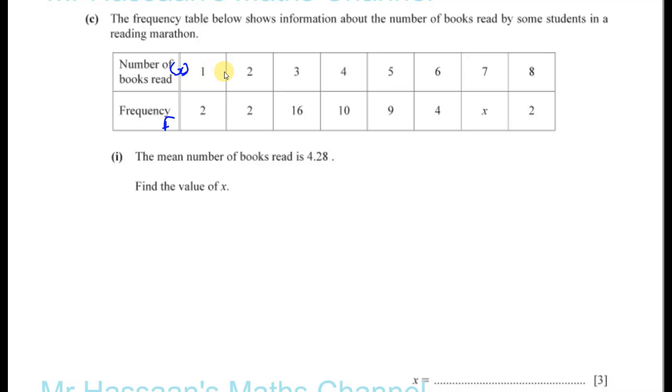So what we've got to do is f times x. Okay, the frequency times the number of books. So there were 2 people who read 1 book, that's 2 books that are read. 2 other people read 2 books, that's 4 books that are read. 16 people read 3 books, that's 48 books that are read. 40 books were read by these 10 people altogether. 9 5s are 45 books were read by these 9 people altogether. 4 6s are 24 books were read by these 4 people. Now there's x people that read 7 books, well that's 7x books that were read by those people. And 2 people read 8 books, that's 16 books.